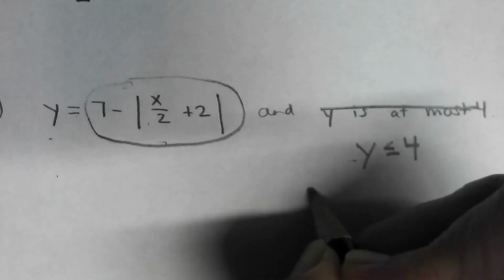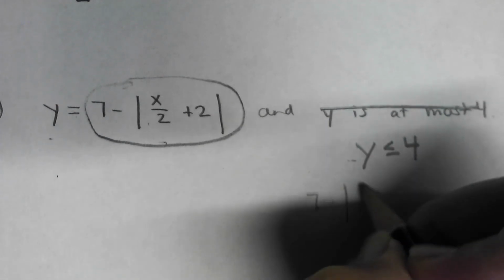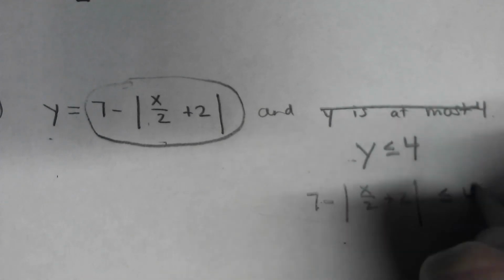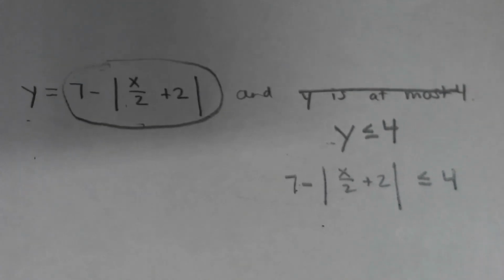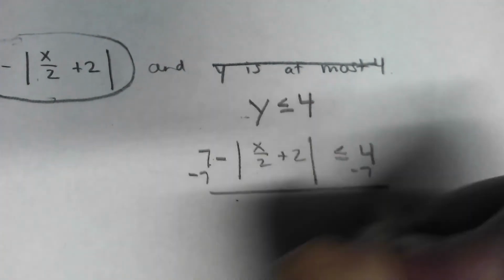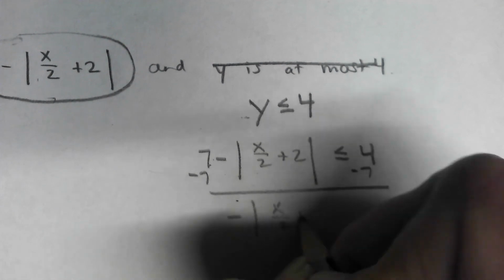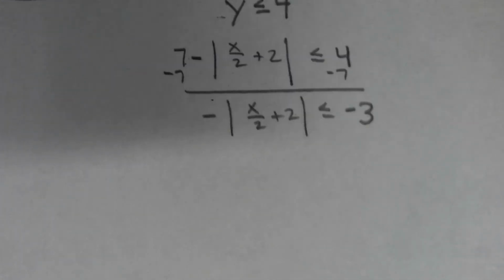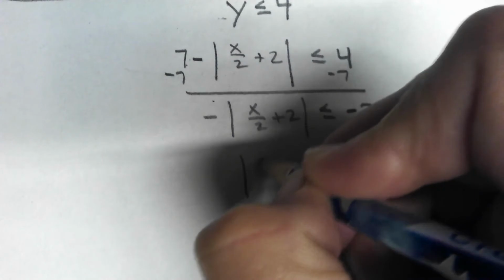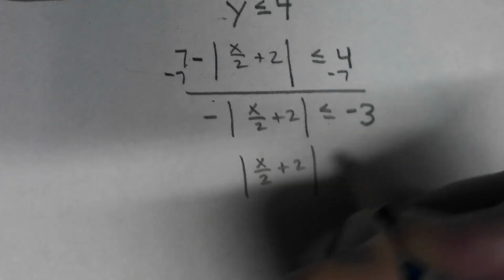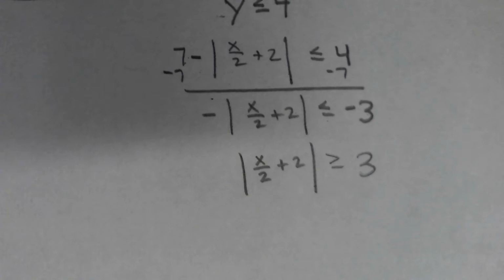So it ends up being 7 minus the absolute value less than or equal to 4. And then we focus on solving here. So subtract your 7 over. You get your negative absolute value nonsense is less than or equal to negative 3. You want to divide by negative 1. So absolute value of x over 2 plus 2. You're flipping your sign when you divide by a negative.